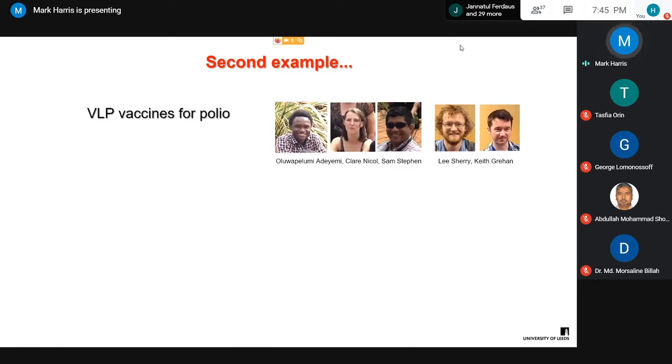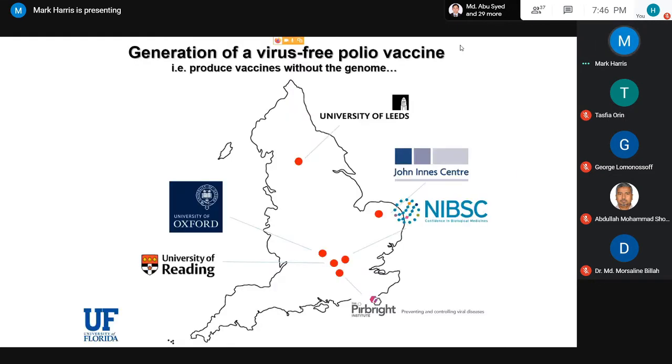And here we come to our VLP vaccines for polio example. And so this is a consortium project. It's been running for about 10 years now, and it involves the University of Leeds. It's leading the project, also involves the John Innes Centre, led by George, the National Institute of Biological Standards and Control, led by Andy McAdam. These people do batch release of vaccines. The Pirbright Institute and Toby Tuthill, University of Reading, Ian Jones, University of Oxford, Dave Stewart and Liz Fry, and recently University of Florida, Flanagan has joined the consortium.